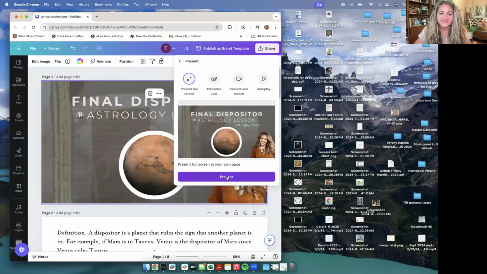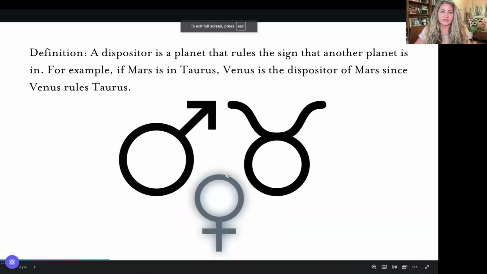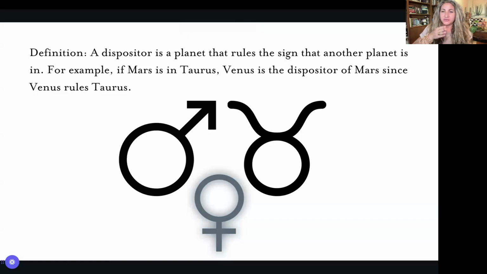All right, so let's get cooking. For example, if you have Mars in Taurus, you're going to look to the natural ruler of Taurus to understand what planet is the dispositor of Mars. Venus rules Taurus, therefore Venus is the dispositor of Mars. Does that make sense? I'm going to say it again. If you have Mars in Gemini, for example, Mercury is the ruling planet of Gemini. Therefore, Mercury is the dispositor of Mars.